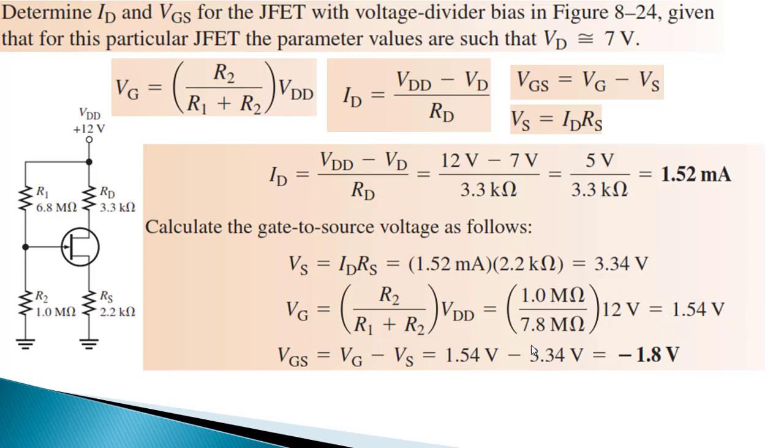Then VGS is equal to VG minus VS. Note that VGS is negative because of this source resistance. In MOSFET biasing, there will not be a source resistance. In JFET bias, there will be a source resistance. This source resistance only makes the JFET reverse biased. In the MOSFET, there is no need to reverse bias it, so in MOSFET biasing there will not be a source resistance. That's the difference between JFET and MOSFET bias. So VGS is equal to minus 1.8 volts.